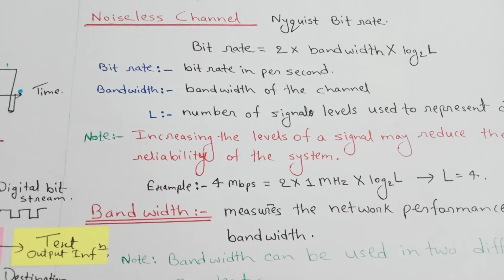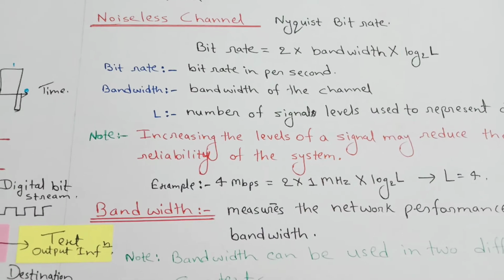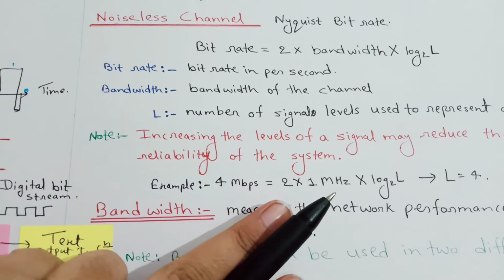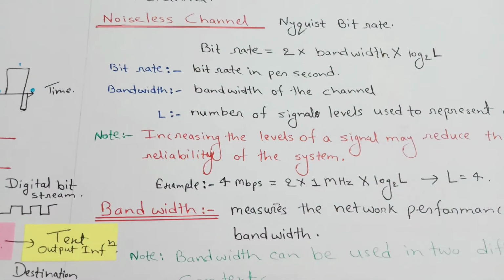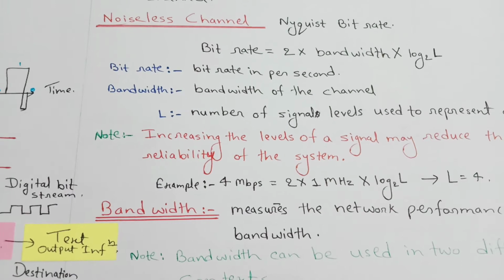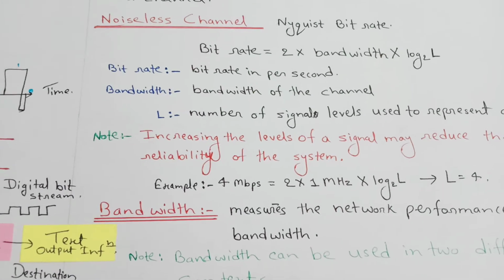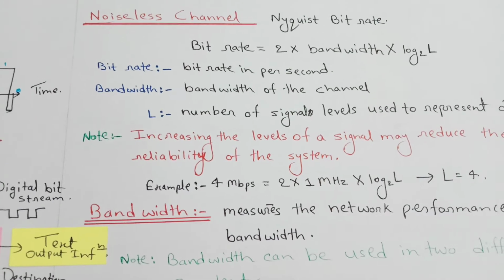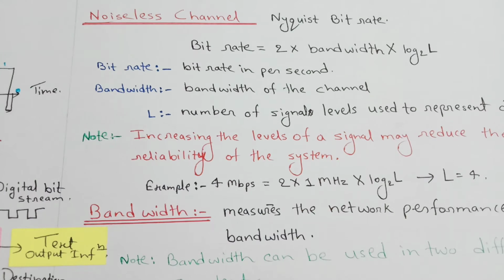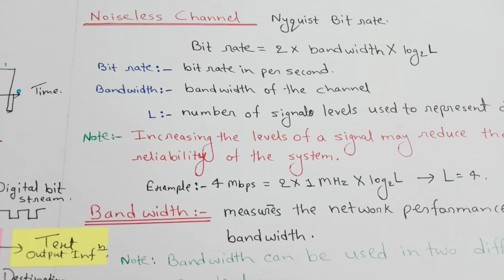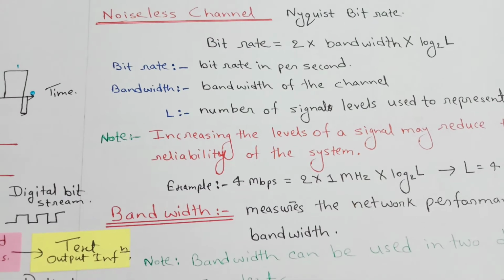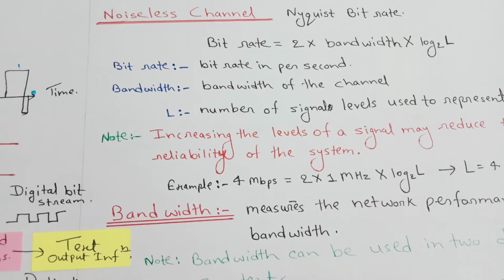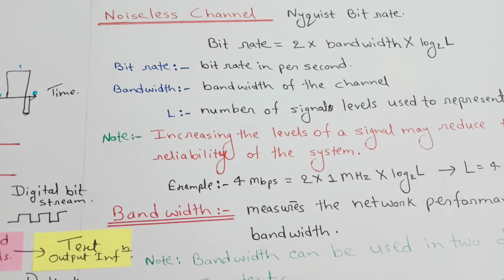We should not increase the level of signals too much. Okay, an example: 4 Mbps is equal to 2 into 1 megahertz into log base 2 of L, so L is equal to 4. This is the example. I will also solve questions on this topic using these formulas. This is called a noiseless channel, but it is not practically possible. There must be noise in between the transmission of data.